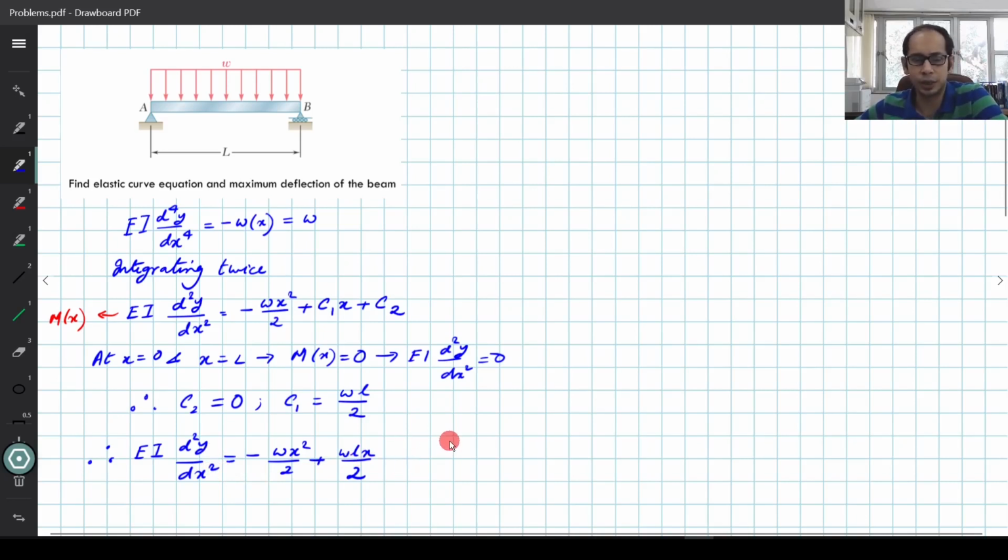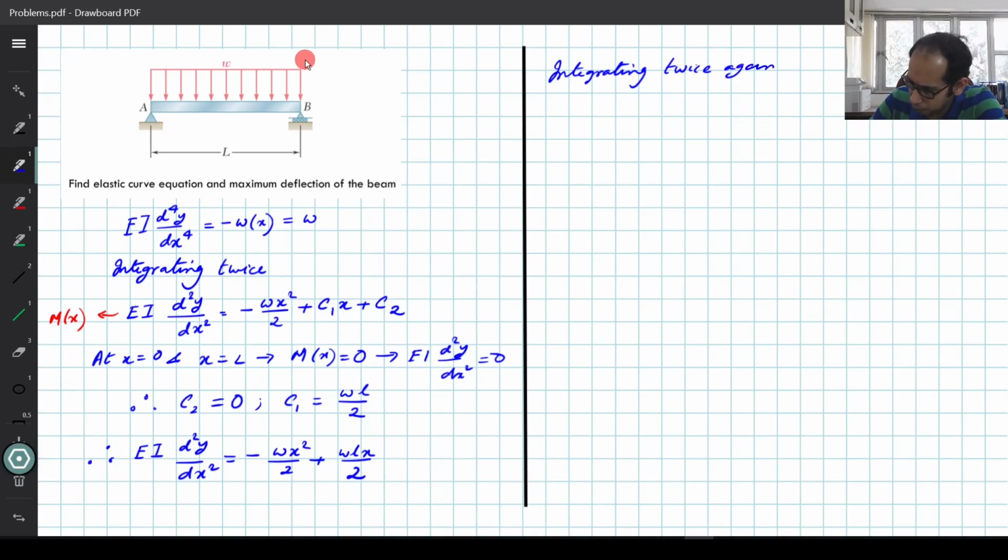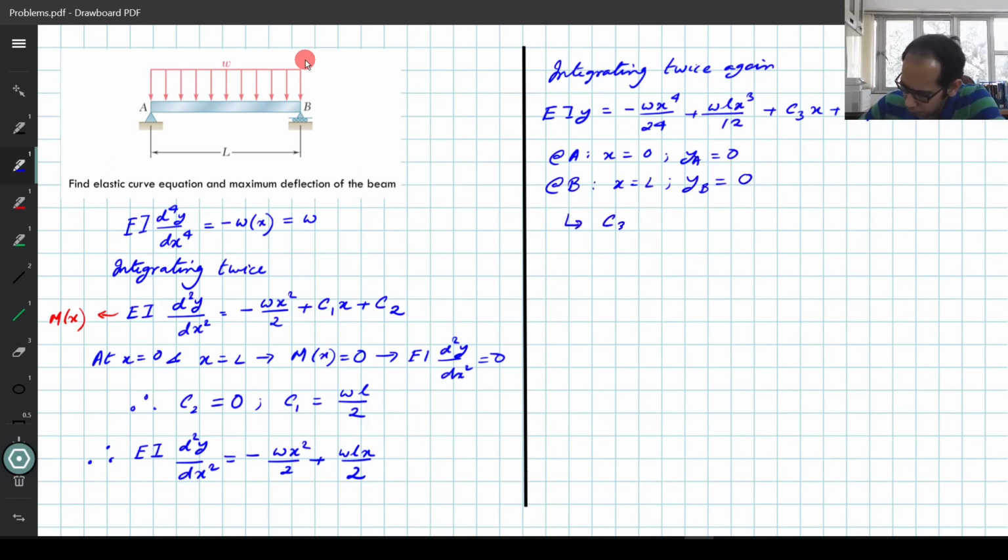Then you use the other 2 boundary conditions, that at x equals to 0, y equals to 0, at x equals to L also y equals to 0. So let's go ahead and plug those things and let's see what we get as C3 and C4. So you will get your C3 as minus WL³/24, and you will get C4 as 0. So if you plug this guy back over here, then in that case you will get the equation of the elastic curve. So let's go ahead and plug that and get the equation for elastic curve.